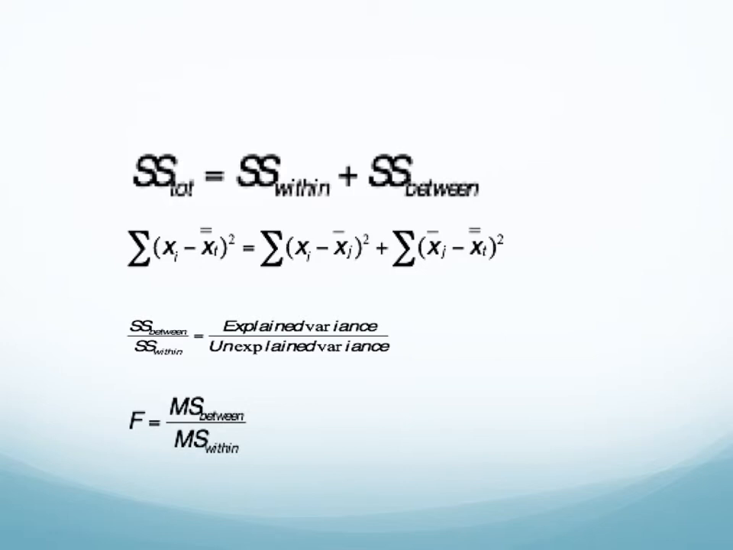So what's important to know conceptually here is that as the size of the difference between the groups on average increases, the numerator will go up. And as the average variance within groups decreases, the denominator will decrease. And both of those will lead to a higher value of f, a higher observed statistic, and more likely the conclusion that the groups do not come from the same population. That is, the groups do differ.